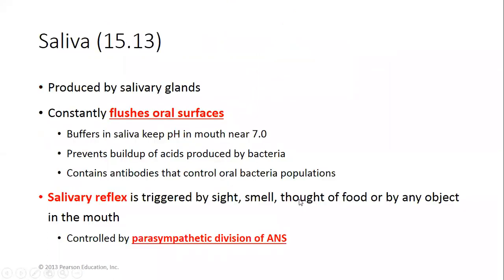So saliva is produced by these salivary glands in the oral cavity, which flushes the oral surfaces and maintains a normal pH in the mouth. It also prevents the buildup of acids produced by bacteria, keeps your oral cavity safe and healthy, but also contains antibodies that control oral bacterial populations.